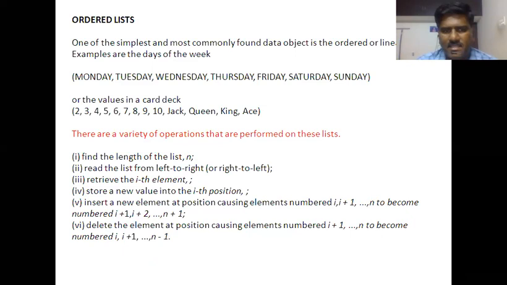Okay, but days of the week are Monday, Tuesday, Wednesday, Thursday, Friday, Saturday, Sunday. So these are called linear list. Okay, so suppose I am creating an array called days. Days of 0 is indicating Monday. 1 is indicating Tuesday. It goes on like this. Okay, fine. What about the values in the cards?